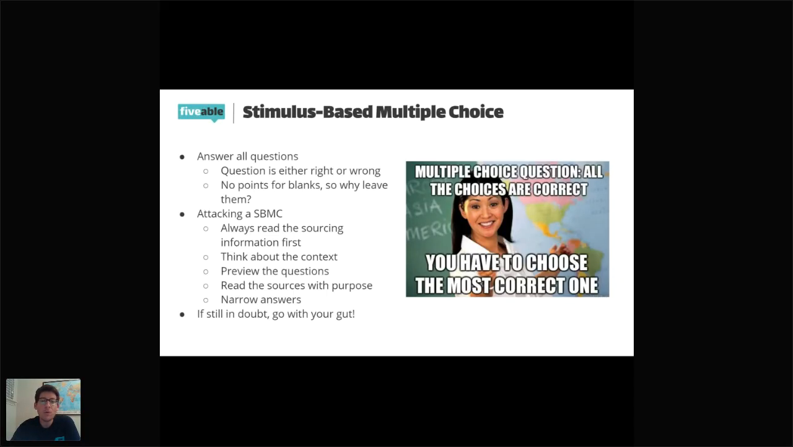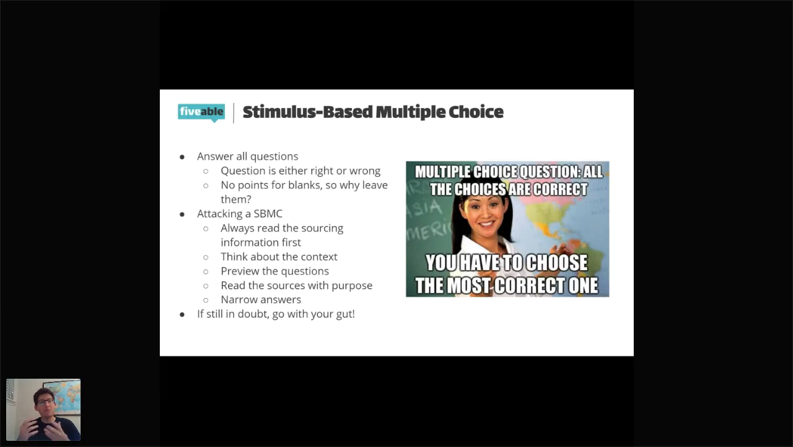Then preview the question. You do not want to read the source without knowing what you're reading for. Sometimes the questions will tell you where to look. There might be 2 sources that would say, in source 1, paragraph 2, the author intends or is trying to persuade what audience. And there might be some evidence there of what he's trying to do, she's trying to do.